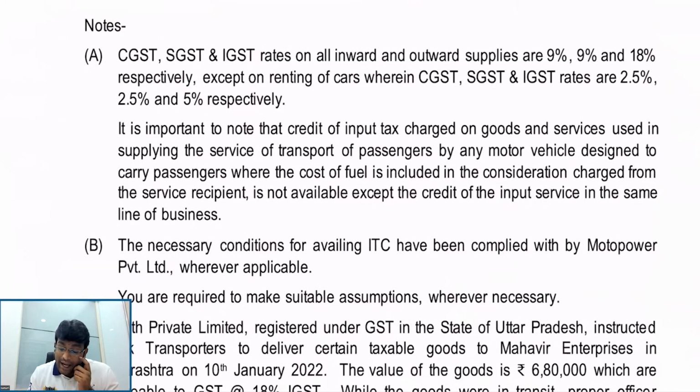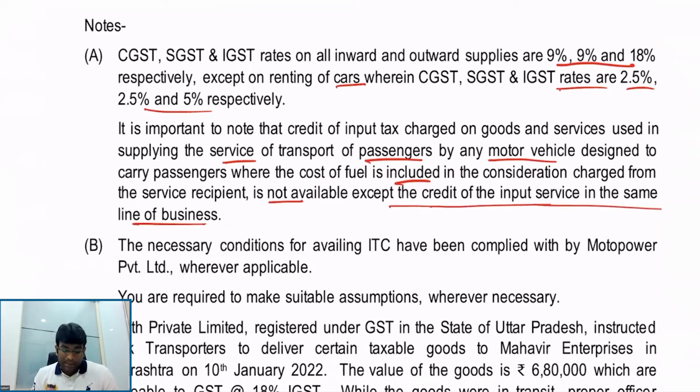CGST, SGST rate is 9%, 9%, 18%, but for renting of cars, 2.5%, 2.5%, 5%. It is important to note that credit of input tax charged on goods and services used in supplying service of transportation of passenger by any motor vehicle designed to carry passenger, where the cost of fuel is included, is not available, except the credit of input service in the same line of business. Obviously, necessary conditions for availing ITC have been complied with by Motor Power Limited.